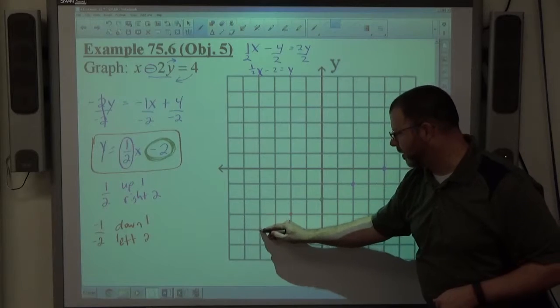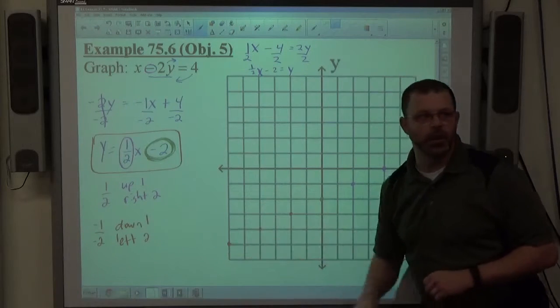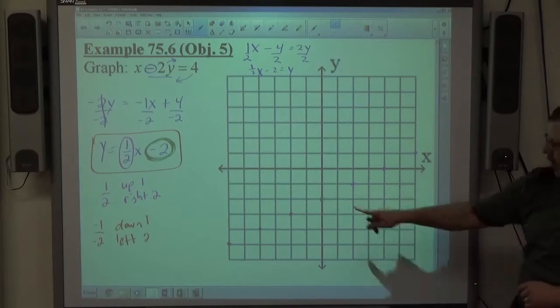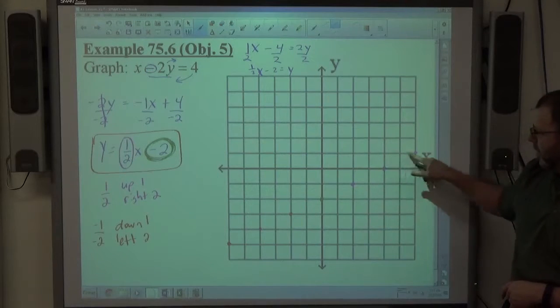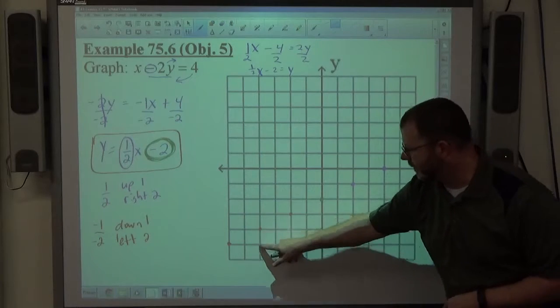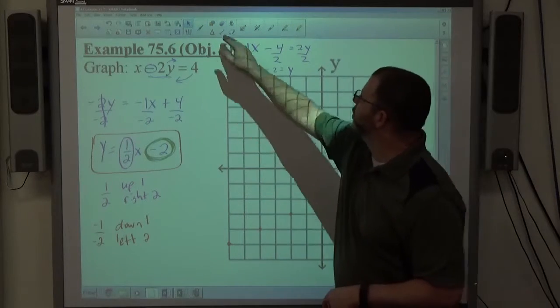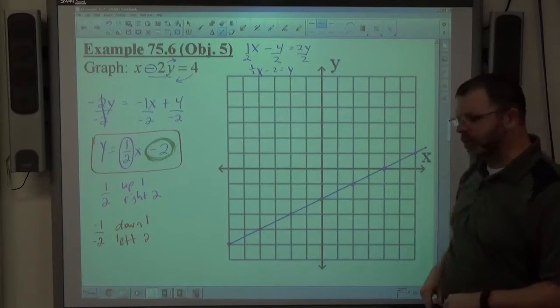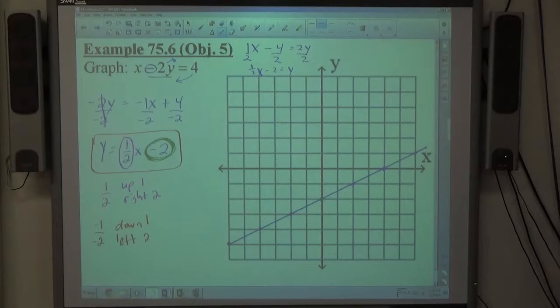Do it again. You can get as many points as you want to. Each time applying the slope correctly. Either up and right or down and left. Once you get all the points you want to get, a straight edge, connect the dots with a straight line, put arrows on the ends of it.